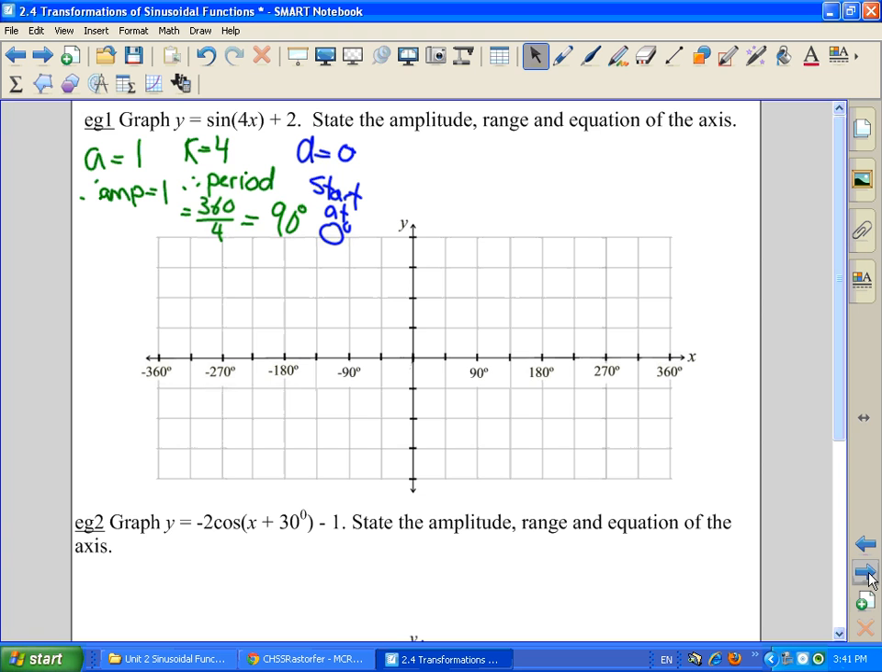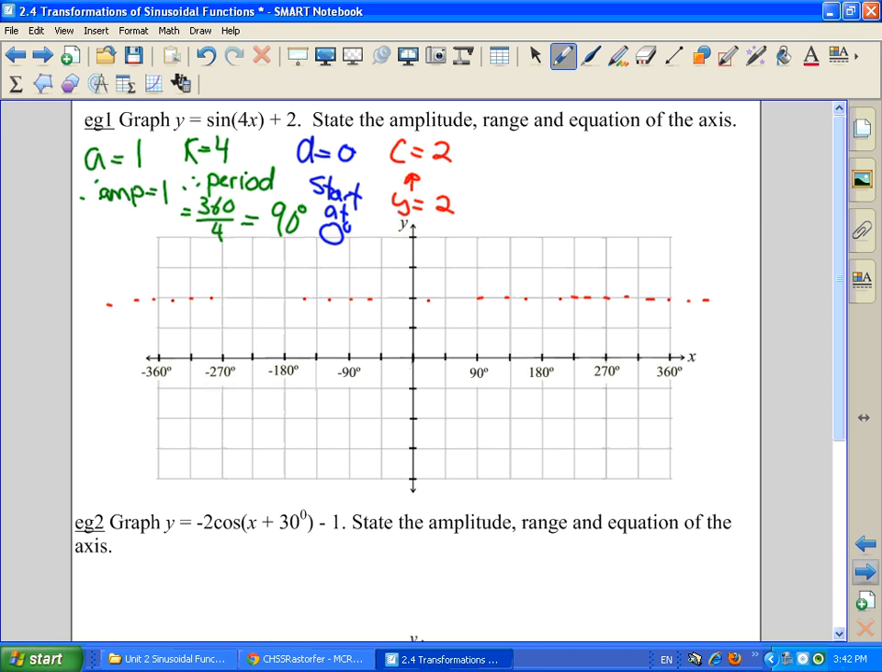We're not absolutely starting at the origin because C equals 2, which means instead of starting at the origin, we're moving up 2. So that's our axis, y equals 2. I always like to do a quick check that I have symmetry about my axis. All right, let's see if we can put it together, guys.